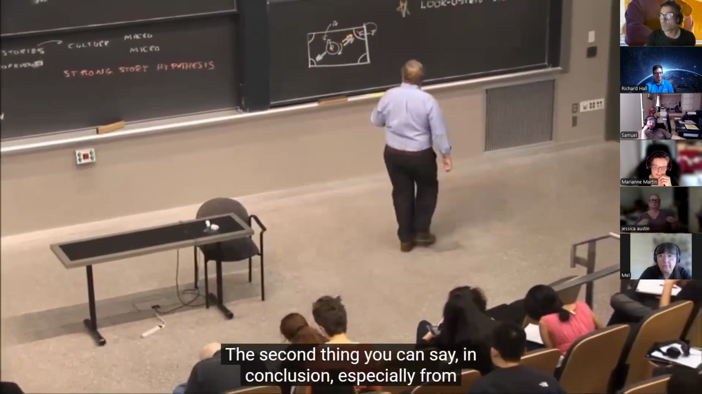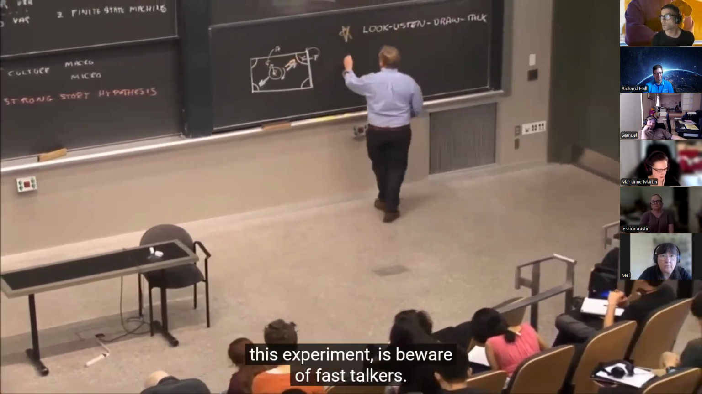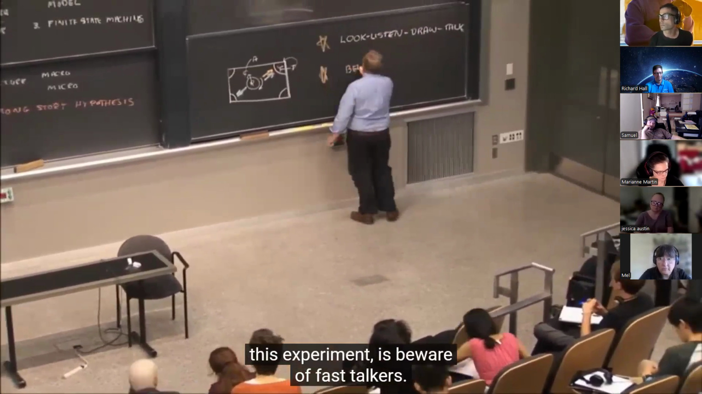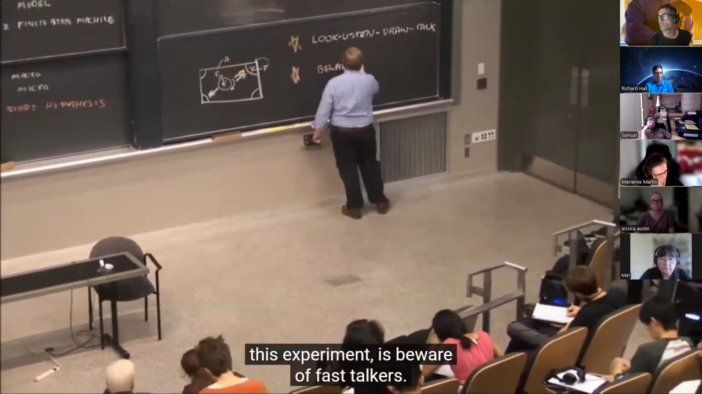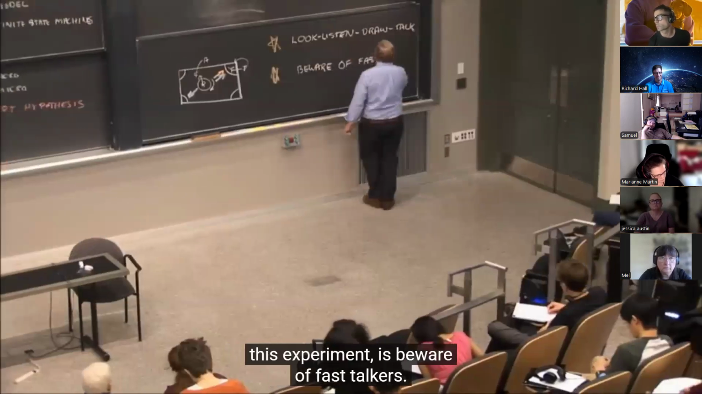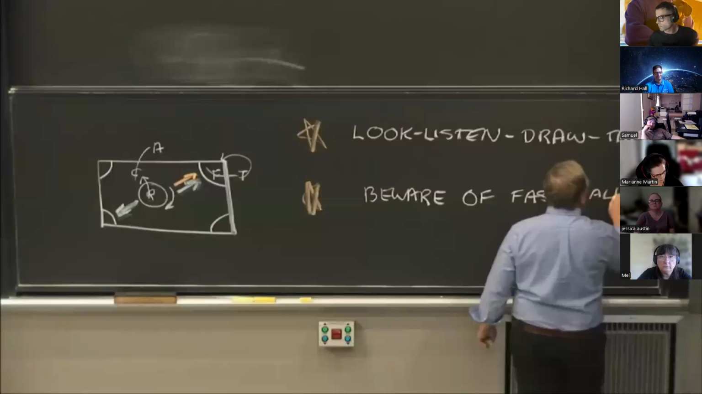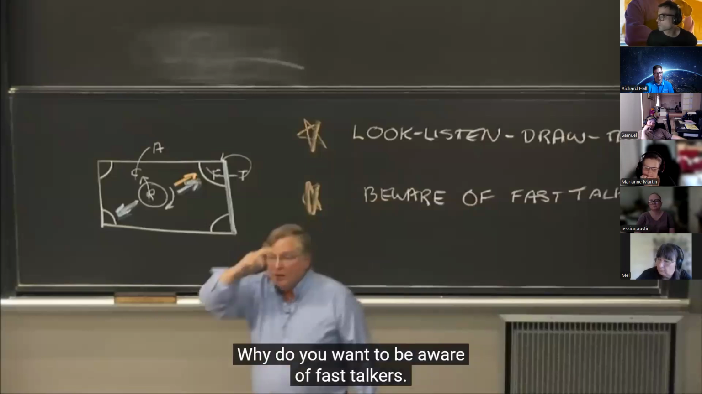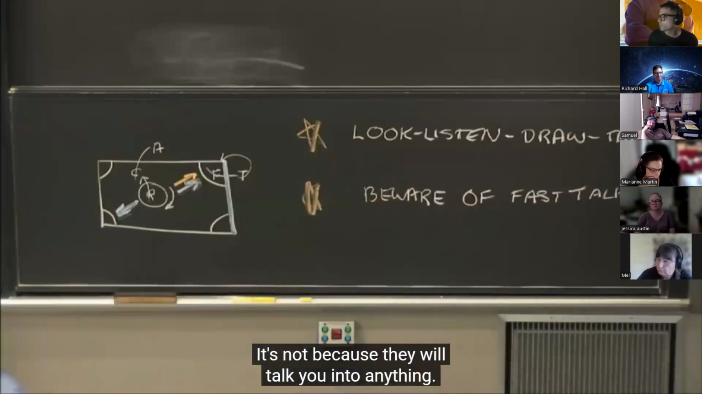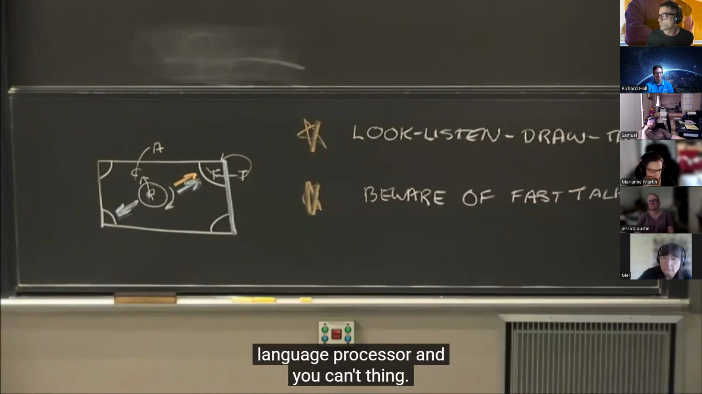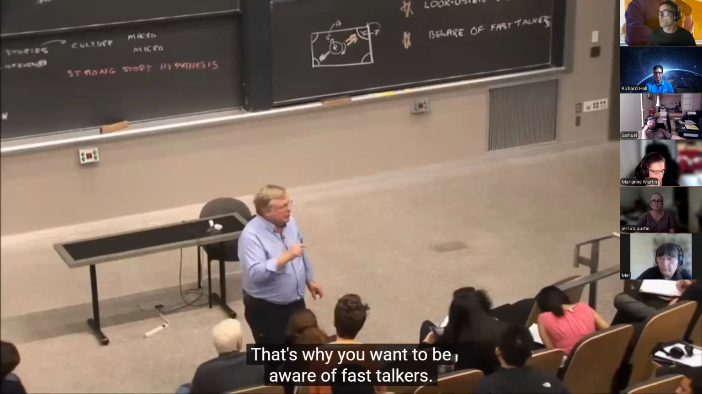The second thing you can say in conclusion, especially from this experiment, is beware of fast talkers. Why do you want to be aware of fast talkers? It's not because they will talk you into anything. It's because when they talk fast, they're jamming your language processor and you can't think. That's why you want to be aware of fast talkers.